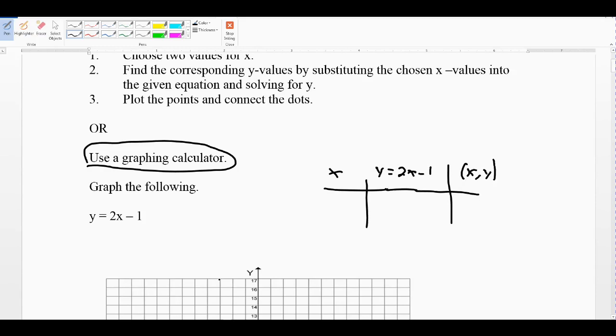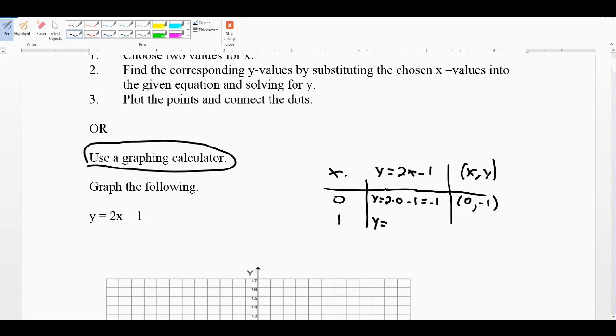So x, since lines go forever in both directions, I can use any numbers I want for x. I like to use easy numbers, so I'm going to use 0 and 1 because, once again, they're easy. So what that means is, everywhere I have an x, I'm going to put a 0. And 2 times 0 minus 1 is negative 1. So that's 1 point. 0 was x, and negative 1 was y. Points are always of the form x, y. X comes before y. Always. X's go left and right, and y's go up and down.